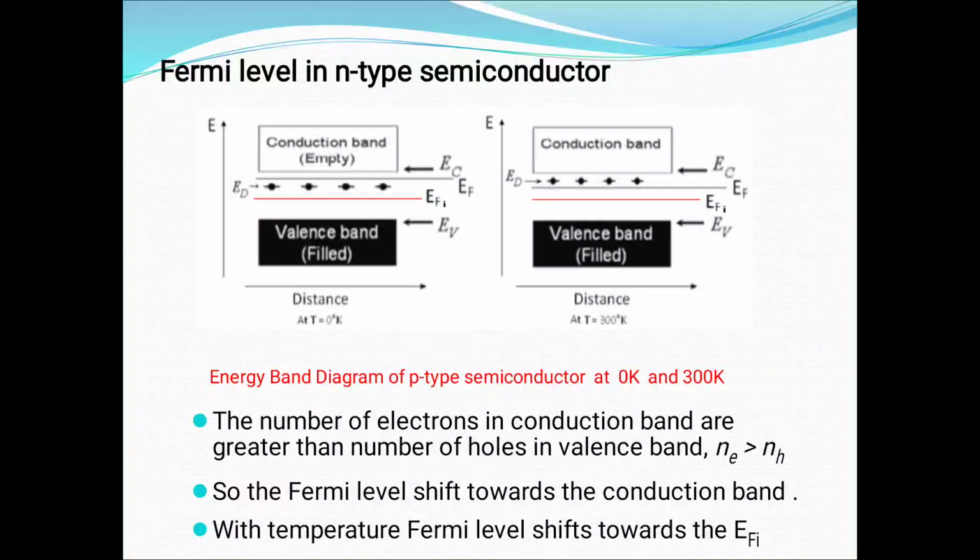N-type semiconductors. The number of electrons in the conduction band is greater than the number of holes in the valence band. Therefore, the Fermi level shifts towards the conduction band, and with temperature, the Fermi level shifts towards EFi.